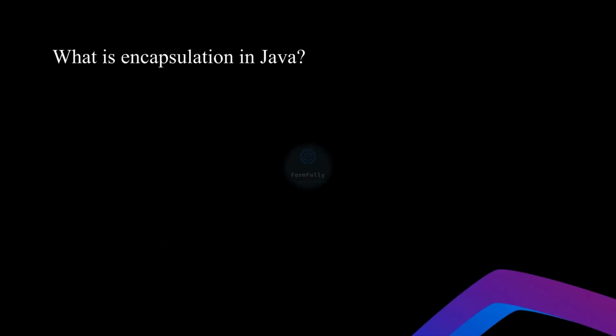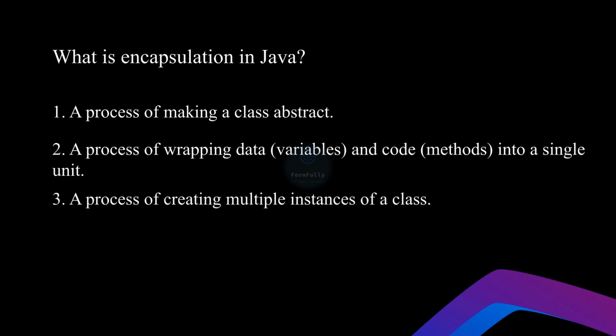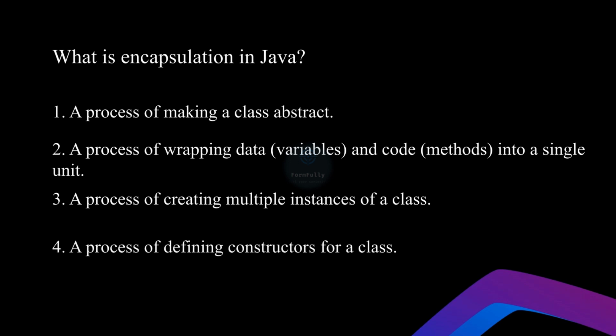What is encapsulation in Java? A process of making a class abstract, a process of wrapping data, that is variables and code methods, into a single unit, a process of creating multiple instances of a class, a process of defining constructors for a class.